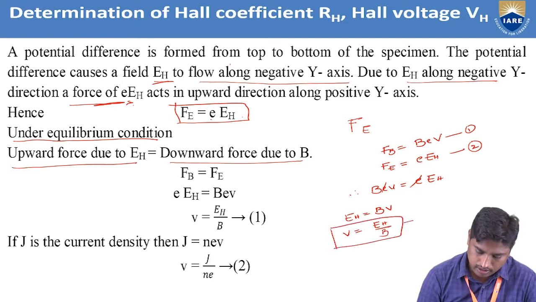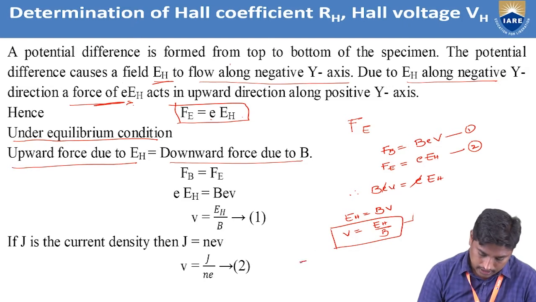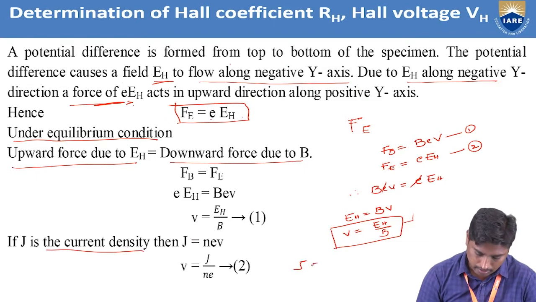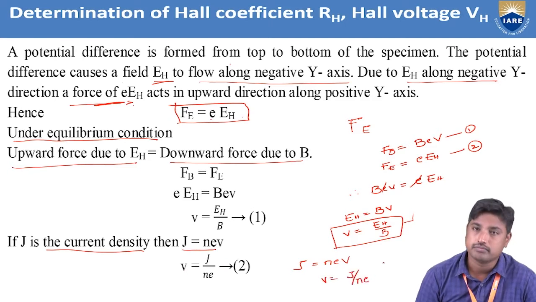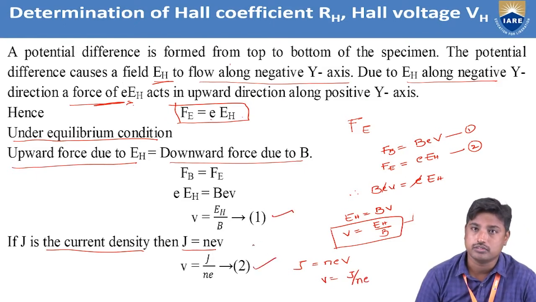This is called equation 1 or equation 3, whatever it is. So take the current density now. If J is the current density, J equals the number of electrons, the charge of each electron and the velocity. So J equals n into e into v, where v equals J by n into e. This is equation 2. In the slide, equation 1 and equation 2 are both equations for velocity only.